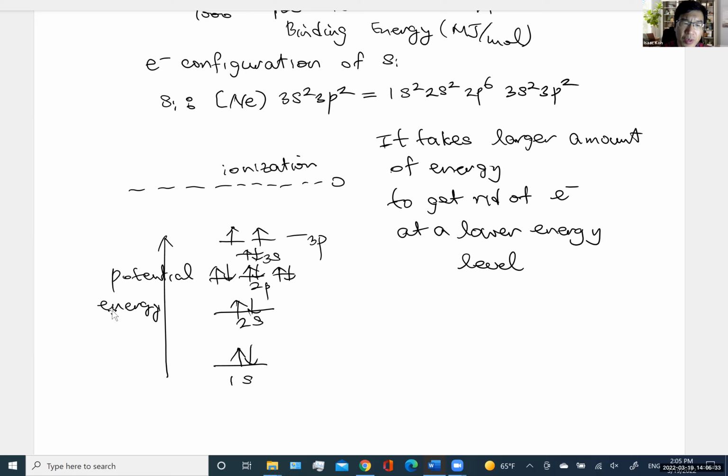The 1s electron is lowest, then 2s; the energy levels are quantized. 2p has 3 orbitals, and 3s and 3p again has 3 orbitals. It takes the smallest amount of energy to take out 3p electrons, followed by more energy for 3s, more for 2p, more energy required to take out 2s electrons, and the most energy is required to take out 1s electrons. That's why we see this here.